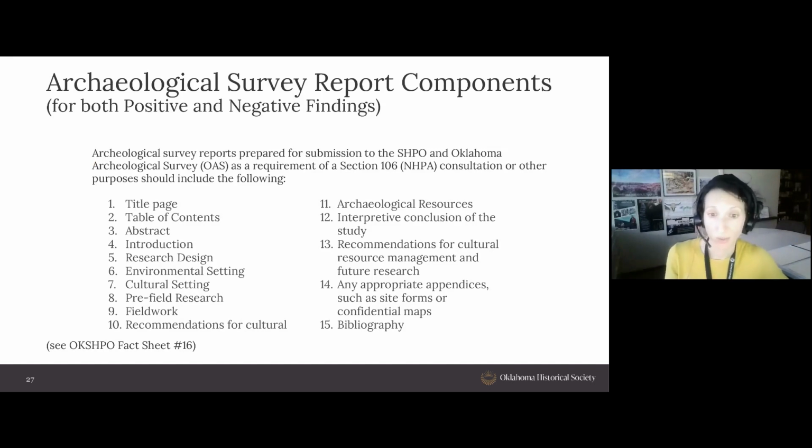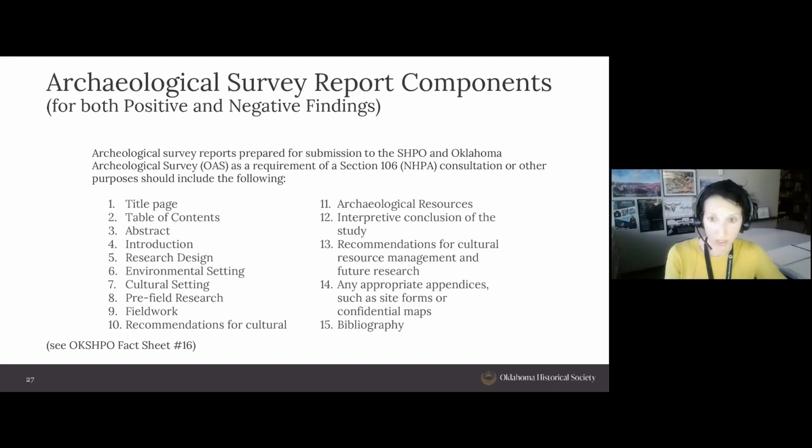I'm not going to go through all of fact sheet 16 and spell out each of these steps in the report. You can reference that document yourselves. I've attached it to the handouts and it's available on our website. However, I will list the different report components that we request be included in any archaeological survey report submitted to the Oklahoma State Historic Preservation Office and the Oklahoma Archaeological Survey as a requirement of 106 consultation or other purposes.